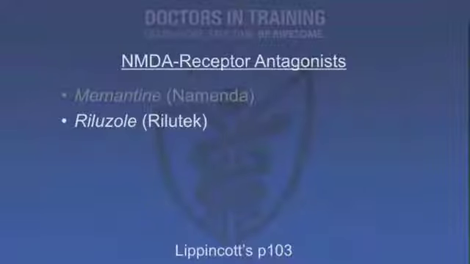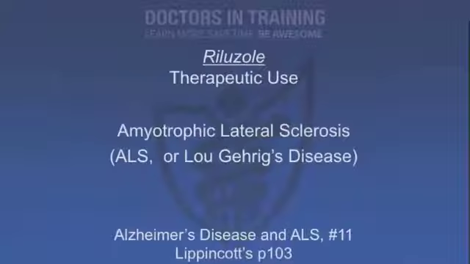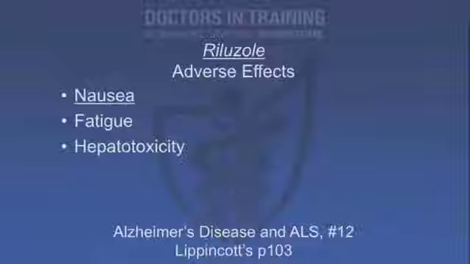And finally, we'll mention one other NMDA receptor antagonist called riluzole, which is used to treat amyotrophic lateral sclerosis, also known as Lou Gehrig's disease. This drug prevents excitotoxicity just like memantine did, and it may improve survival time and delay the need for ventilator support in patients with ALS. The adverse effects of riluzole unfortunately include nausea, fatigue, and hepatotoxicity.